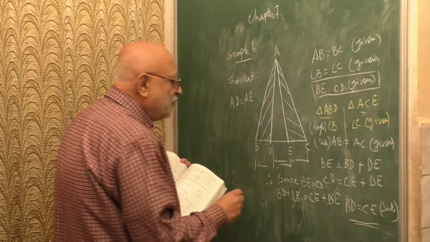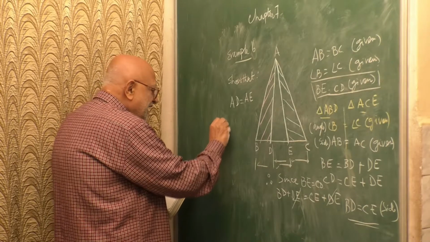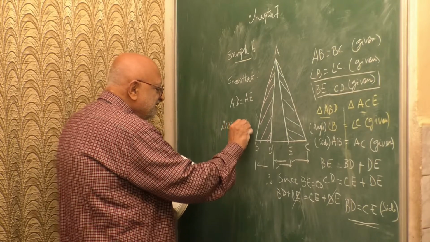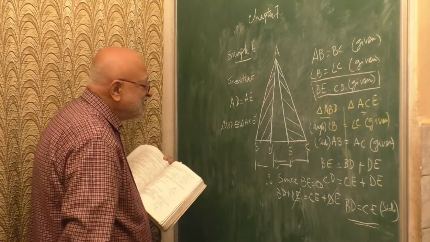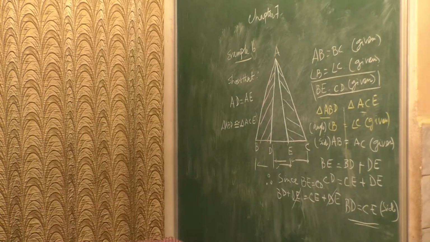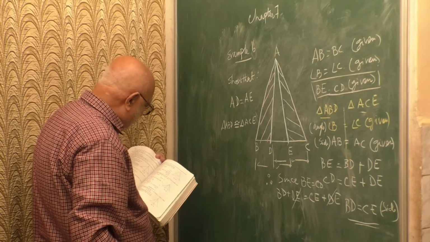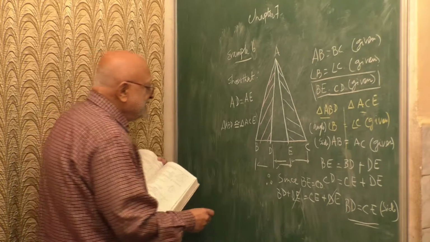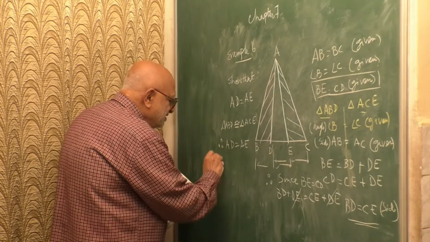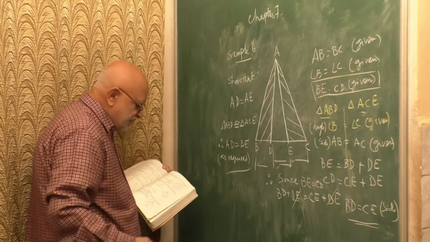So now I can say that triangle ABD is congruent to triangle ACE. Okay? And if that becomes true, then it is easy to show what I have to show, that AD is equal to AE. Therefore, AD is equal to AE as required. As required. What we needed. So this one is over.